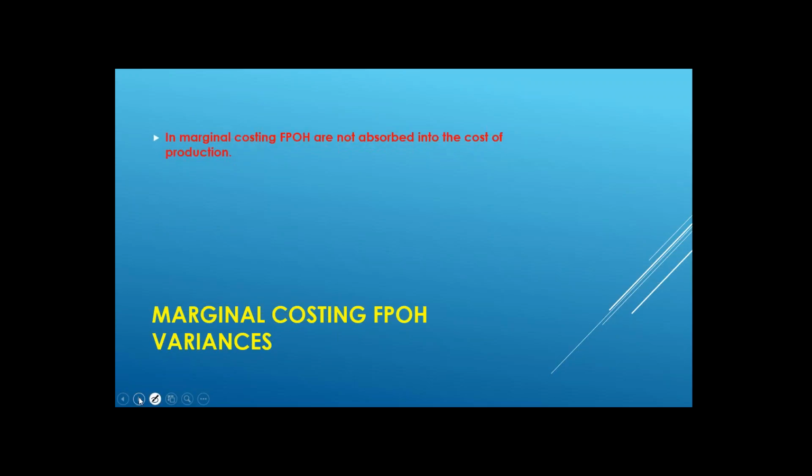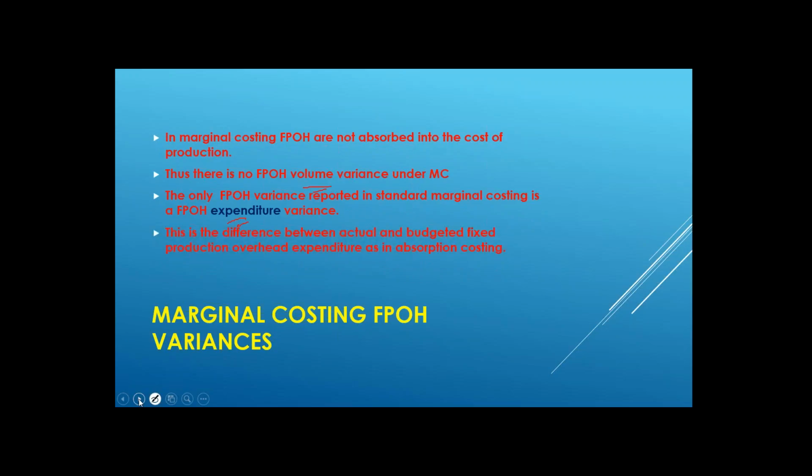In short questions, you will have this kind of question. In marginal costing, fixed production overheads are not absorbed into the cost of production, therefore no volume variance because you don't have volumes. Ignored. Then only what is reported is the expenditure variance, the difference between actual and budgeted. So that's one big difference from normal traditional costing. That's the only variance you will have.